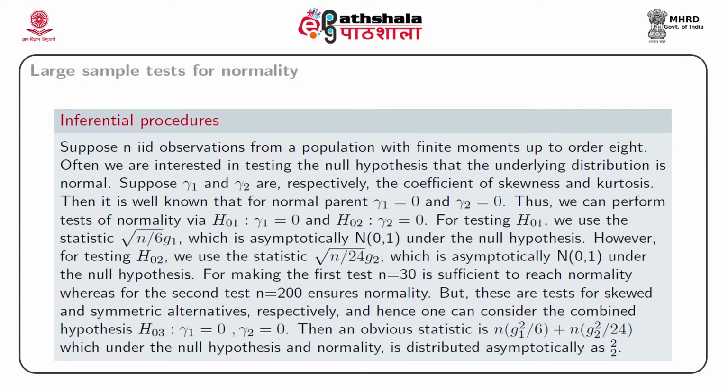For making the first test, n equal to 30 is sufficient to reach normality, whereas for the second test n equal to 200 ensures normality. But these are tests against skewed and symmetric alternatives, and hence one can consider the combined hypothesis, that is the joint hypothesis that gamma 1 equal to 0 and gamma 2 equal to 0. Then an obvious statistic is n times G1 square divided by 6 plus n times G2 square divided by 24, which under the null hypothesis is distributed asymptotically as a chi-square distribution with 2 degrees of freedom.